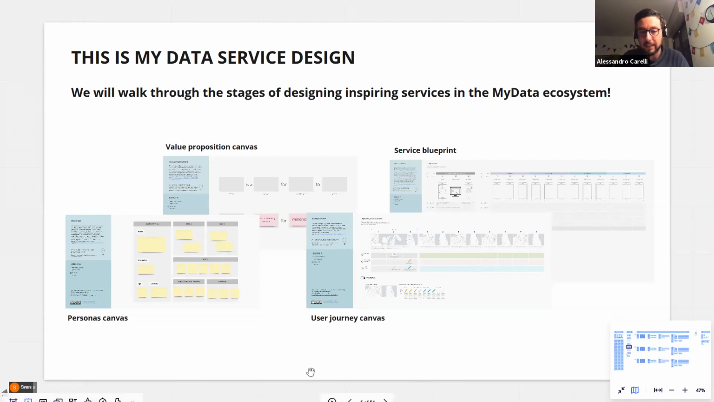These canvases and tools are based on service design tools, but are also based on previous experience in data fields. Plus, we have also included elements from the work being carried out by the MyData operators, and we will show this during the hands-on activity. So in a bit. Can you move to the next slide?